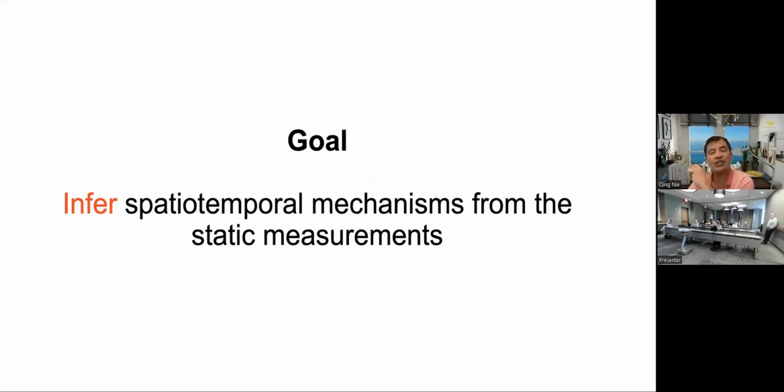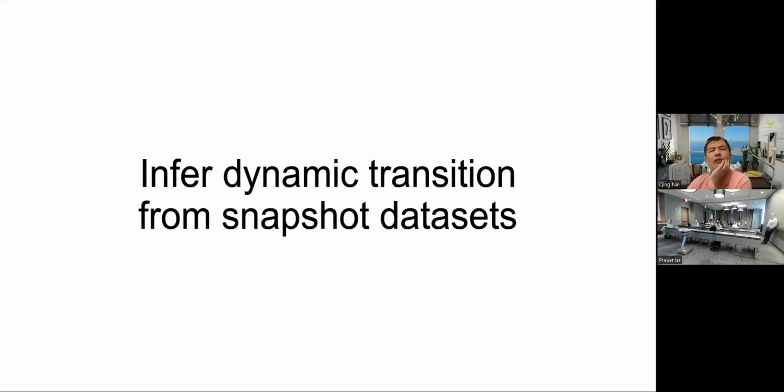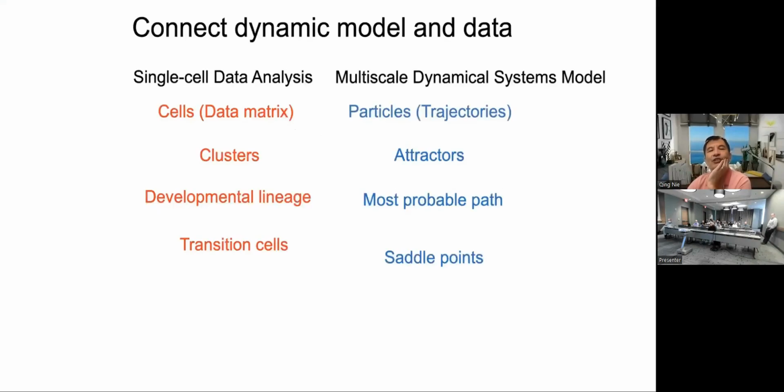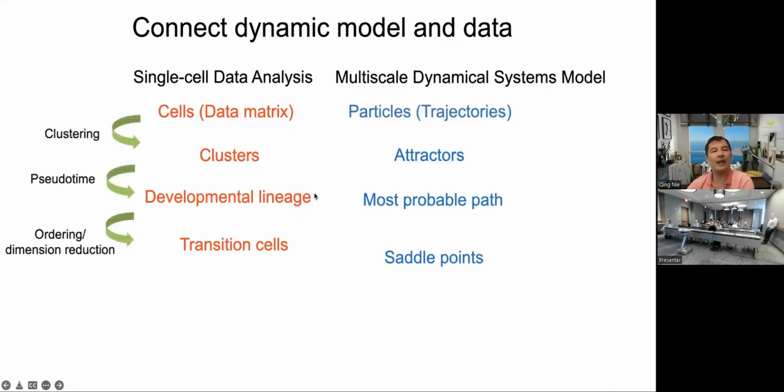I will go shallow, but with breadth to touch a few areas, because this is a fast evolving area. So how much machine learning is in my talk, you will see. But most of it is not supervised learning. You can say it's more unsupervised. I will first talk about how to infer transitions from a static picture. Now, the traditional language in the single cell world is cells, clusters, developmental cell lineages, transitions. The question is, can we link this to a more dynamic system language? So that's one.